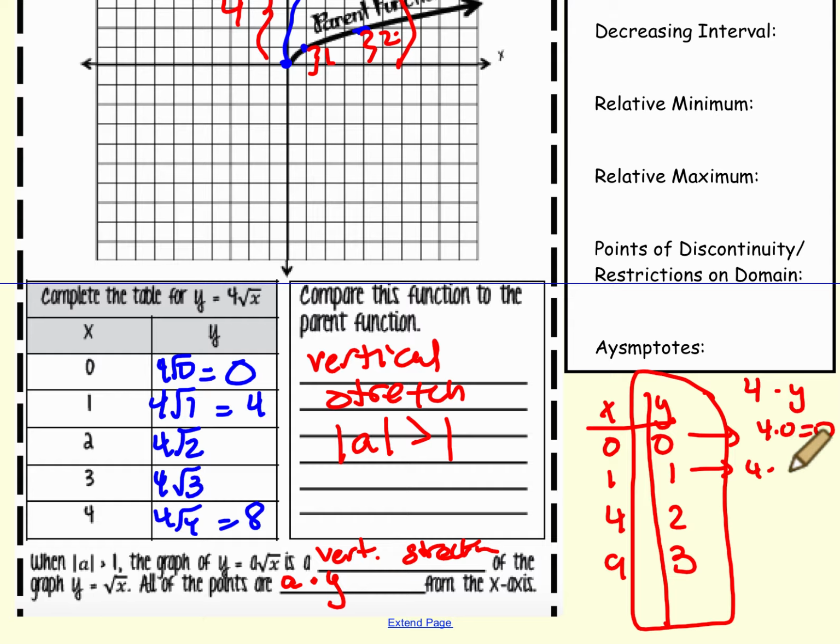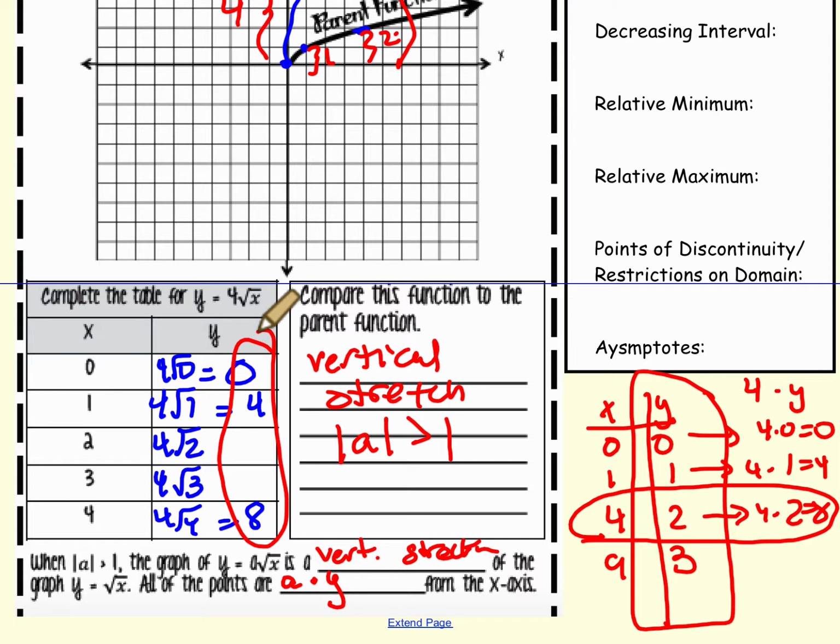4 times 1, which is 4. 4 times 2, which is 8. So for those same inputs, I'm getting these values for my outputs. If I were to transform what I got from the parent function for the 9, if I go ahead and do 4 times 3, I would have gotten 12, which is going to be a little bit off of my graph, which is why I chose not to do it.